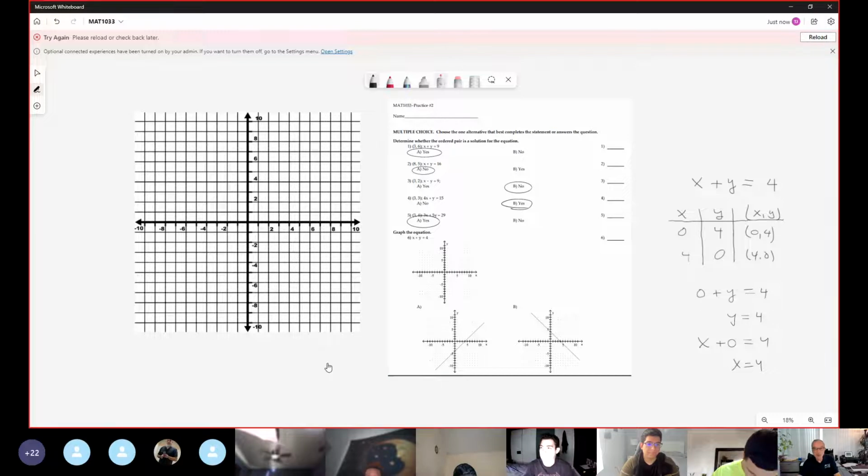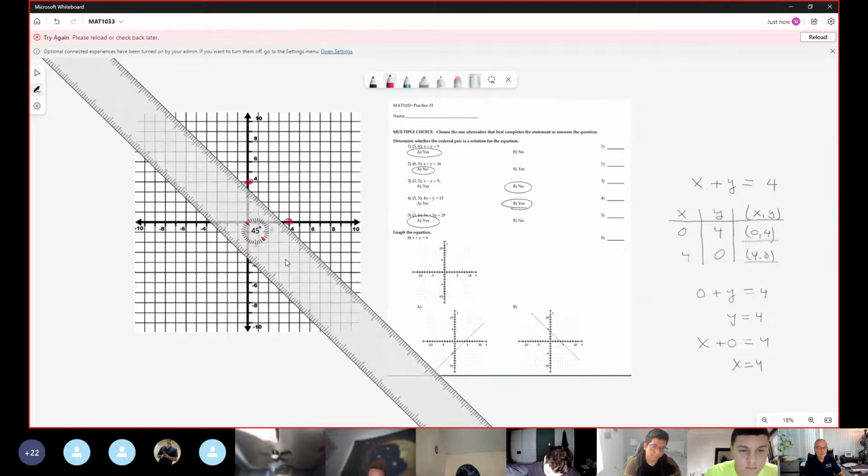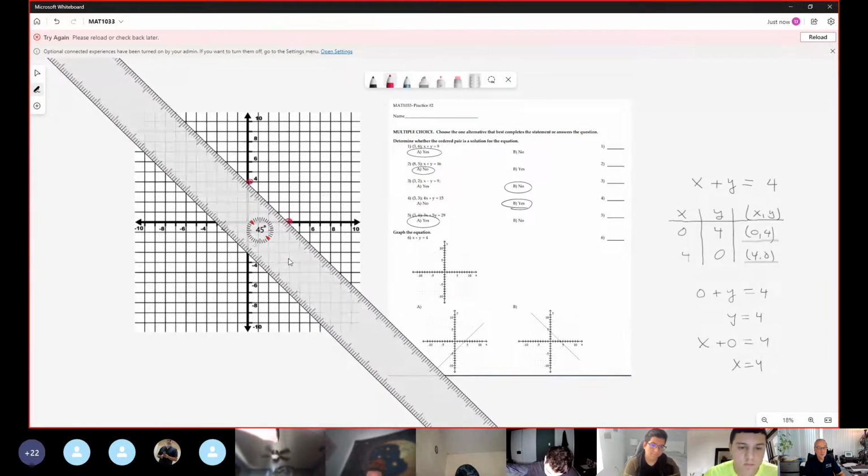Okay, I plot this point. (4,0) is here. Let me use red color. Yes or no? And (0,4) is this. Now I use my ruler. You connect these points. Boom.